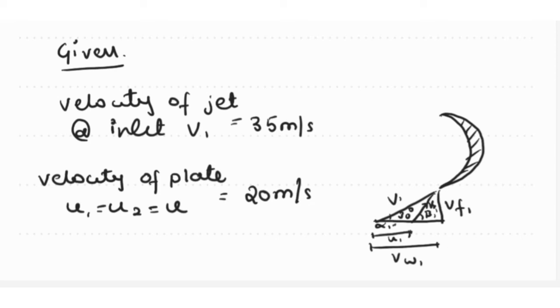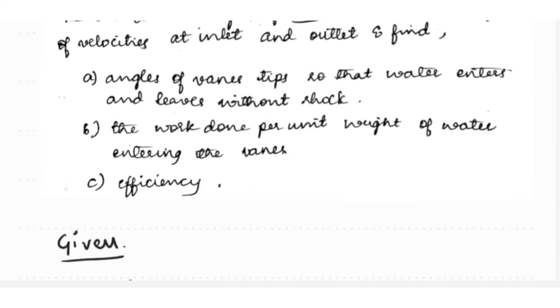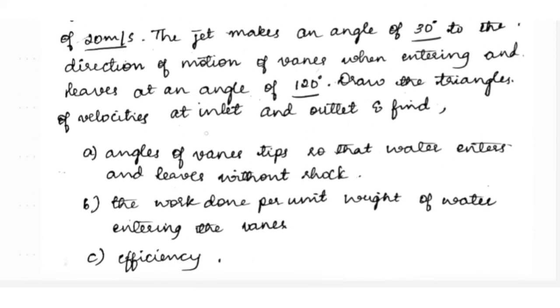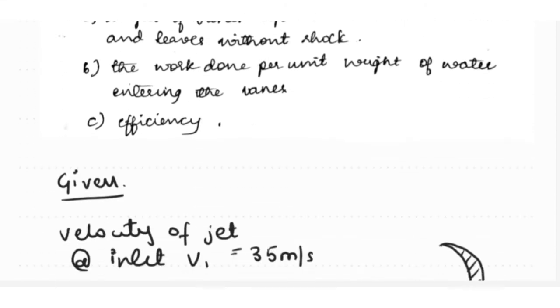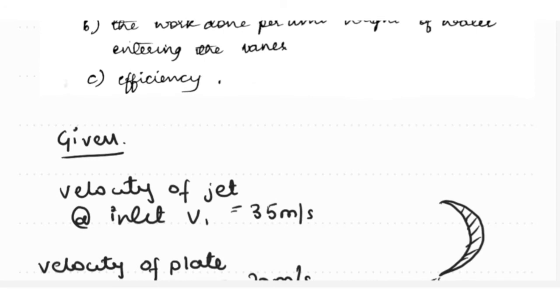So let us go with the outlet triangle. In the question it is given that the jet leaves making an angle of 120 degrees. So always remember, when the angle is greater than 90 degrees, alpha will be acute. So I will draw the velocity triangle. First I will draw the relative velocity. So this is vr2 making an angle beta 2.